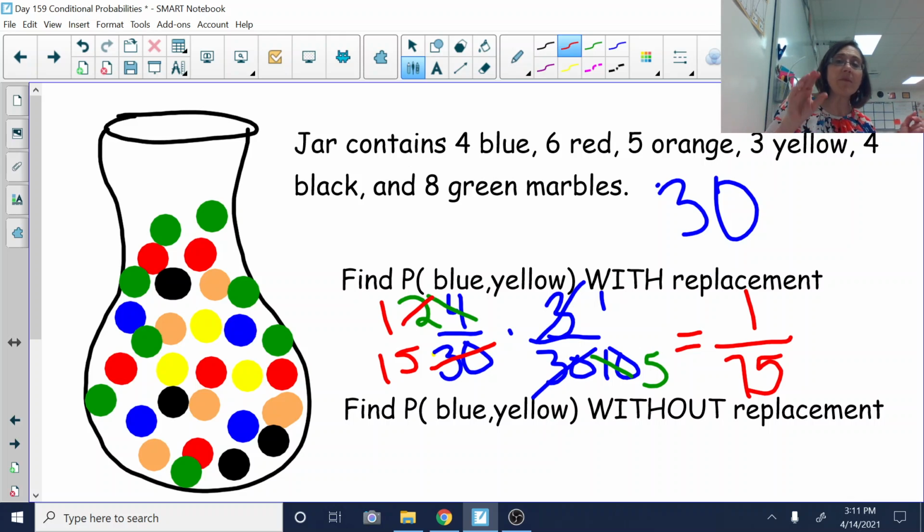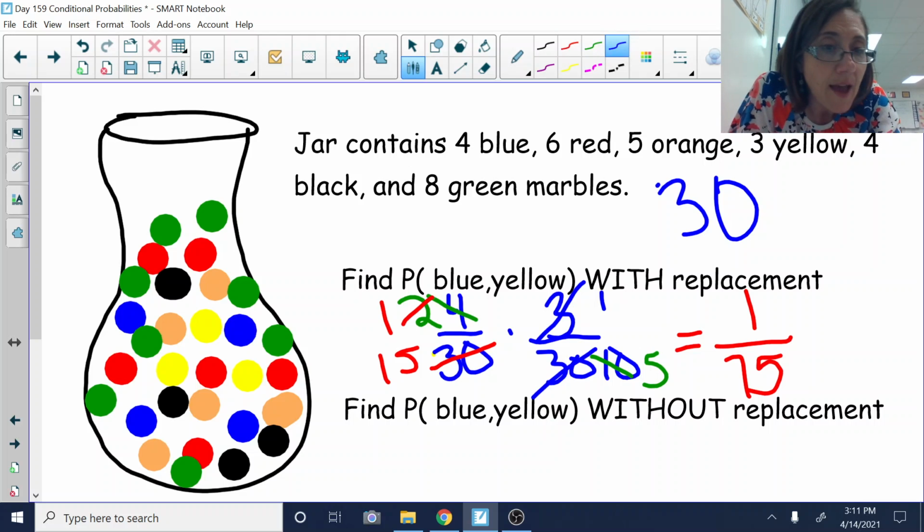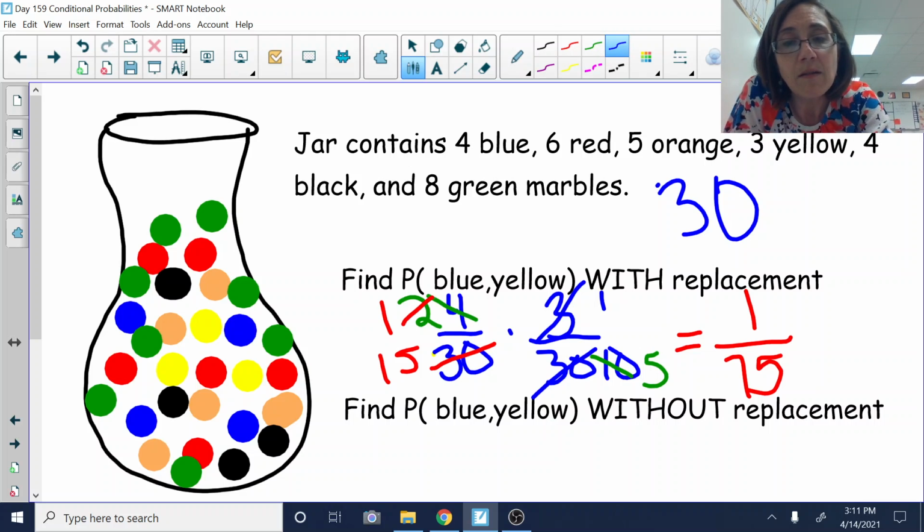Okay, so this next problem, I'm just changing the situation a teeny bit. Now, I'm going to reach in, draw out the blue marble, and then I get to keep it. It says without replacement for this problem. It means this is my blue marble. I am not putting it back. Okay, so to begin with, there are 4 blues in there out of the 30 marbles.